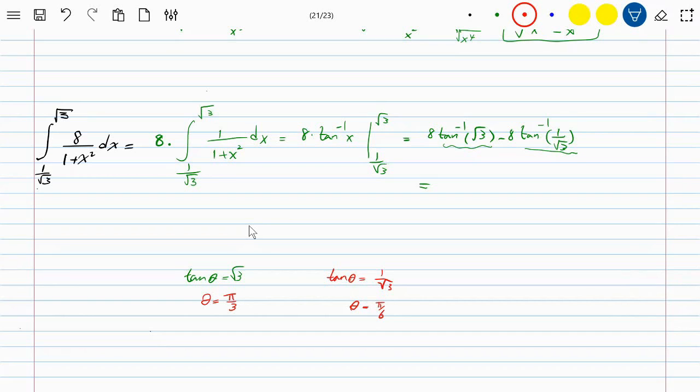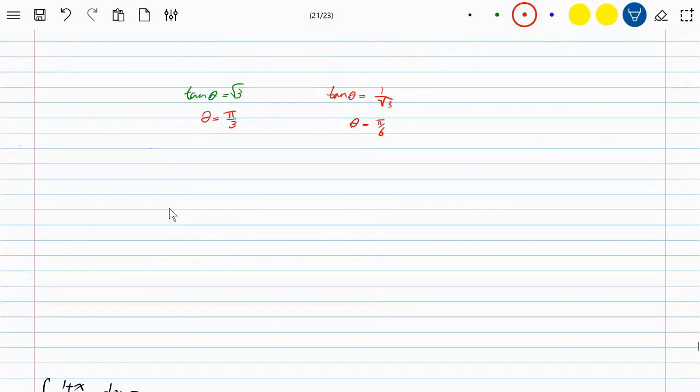So tan inverse of root 3 would be pi over 3. And tan inverse of 1 over root 3 would be pi over 6. And you can multiply the 8, subtract those, and you'll get 8 pi over 6, which is 4 pi over 3. Hopefully I didn't make any mistake. But if you found any mistakes, just fix it and write it in the comments.